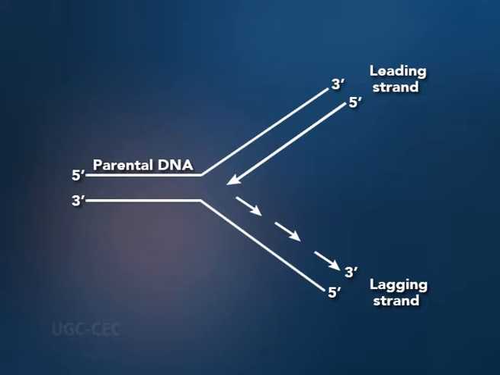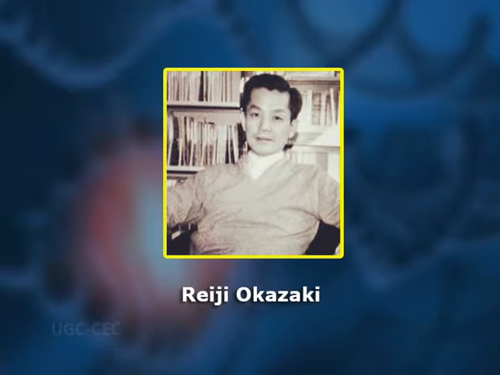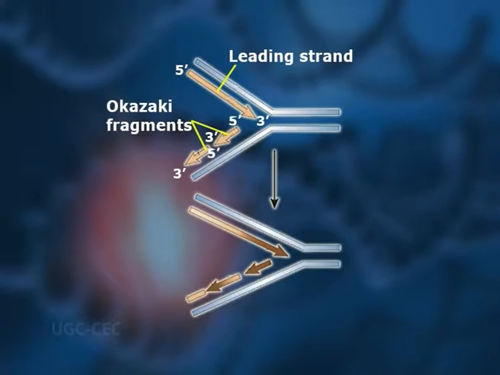The discontinuous segments in this lagging strand are referred to as Okazaki fragments. Reiji Okazaki discovered these fragments, which are about 1,000 nucleotides long. Each fragment has a primer segment at the 5' end made up of ribonucleotides, just like the leading strand. The Okazaki fragments are joined together before replication is complete. DNA pol 1 plays an important role here in removing the primer and replacing it with deoxyribonucleotides.